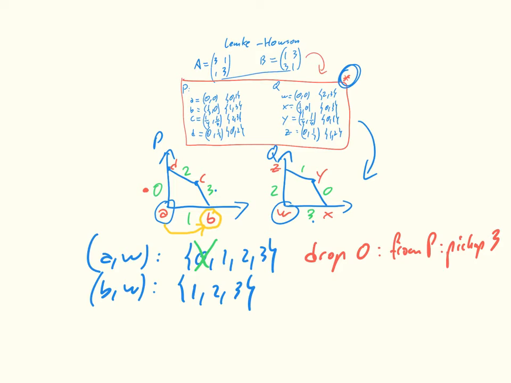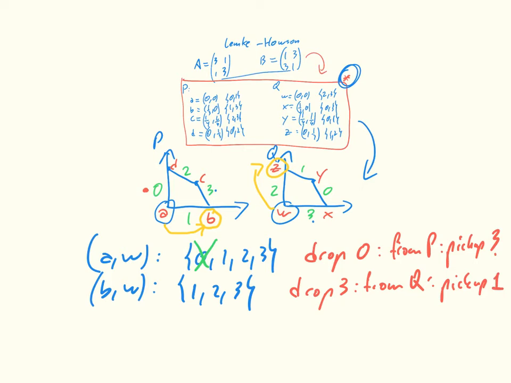So we need to drop 3. And essentially we're going to drop the one we've just picked up. So we drop 3, but we're going to drop it from the other polytope. Our previous drop was from P, so now we're going to drop from Q. And if we look here, dropping 3 means moving to Z. And so we pick up 1.